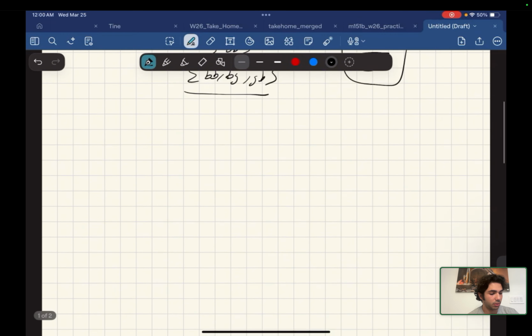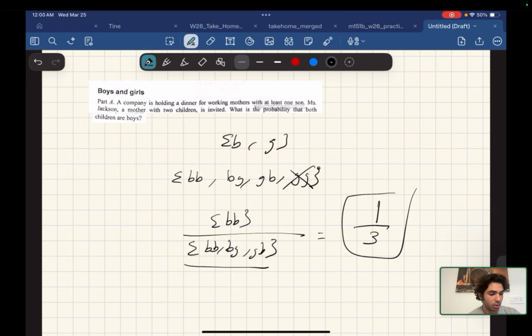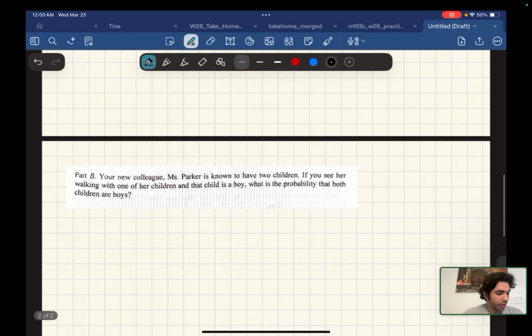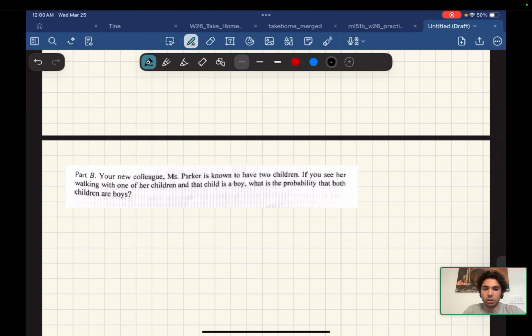In the previous case, we knew the other child couldn't be a girl, because we said it's at least one son, so we could eliminate one outcome. But here we can't. All we know is she has two children and one's a boy. So the chance that the other one's also a boy is 1/2, right? Boy and girl are pretty much equally likely.